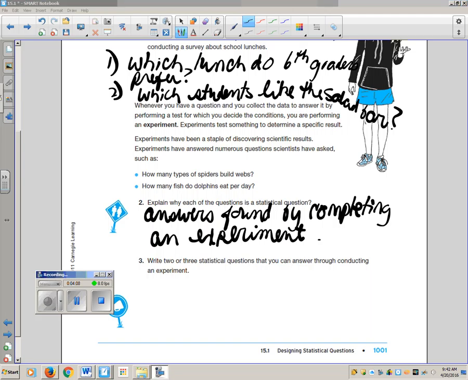Question number 3, I want you to write 2 statistical questions that you can answer through conducting an experiment. This is something you would have to go perform a survey, not something you can go Google and find the answer, because Google wouldn't have these answers. So for number 3, write 2 statistical questions for an experiment.